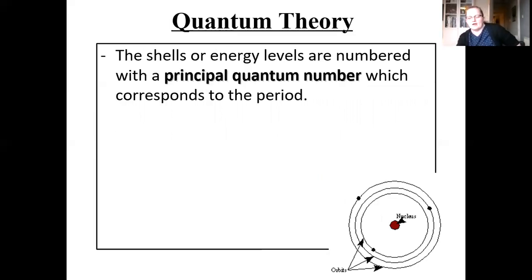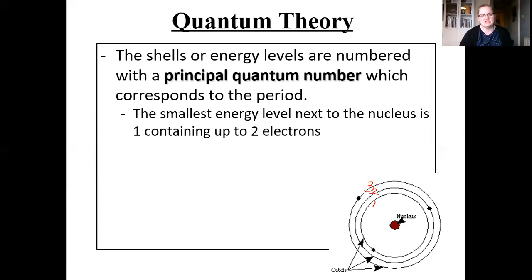So, quantum theory again: the shells or energy levels are numbered, and they have a principal quantum number, which corresponds to the period. You've probably noticed in the past that the shell an atom's electrons finish in corresponds to the specific period of the periodic table. For instance, finishing on shell 3 would be period 3 of the periodic table. If they finish on shell 2, which is now energy level 2, it would be in the second period. If we use helium as an example, helium only has electrons in energy level 1, so it's in period 1.